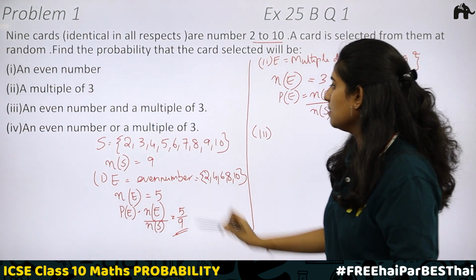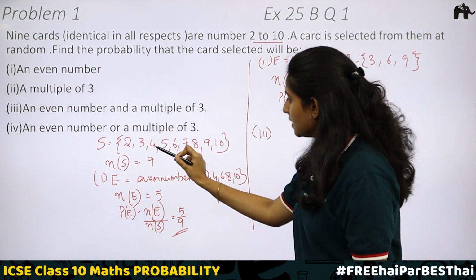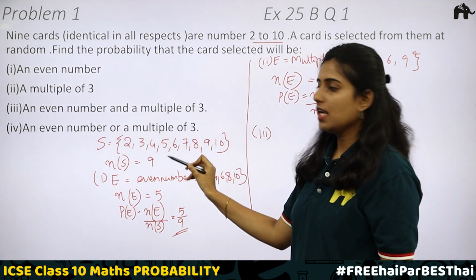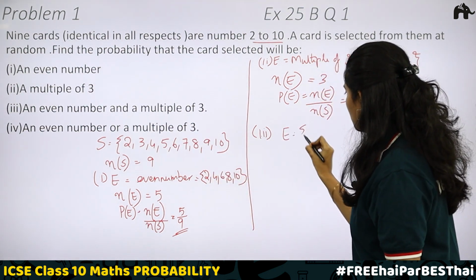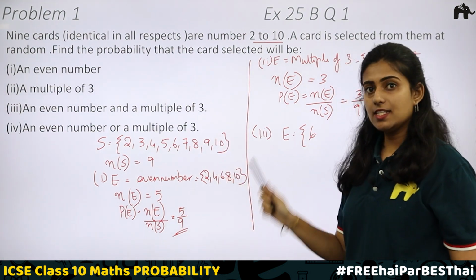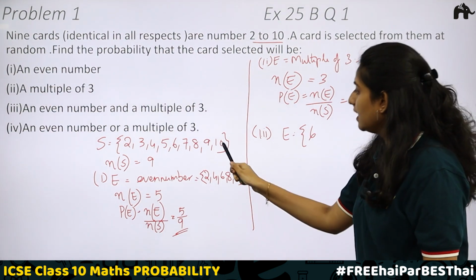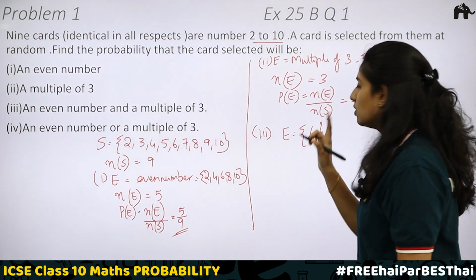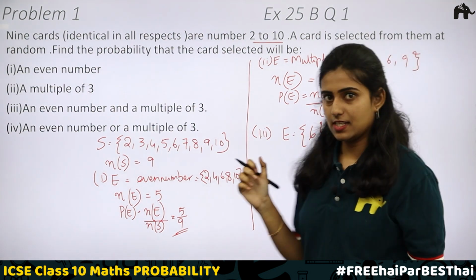Okay, which are the even numbers? 2 is an even number, but it is not a multiple of 3. 4 is an even number, not a multiple of 3. 6 is an even number and is also a multiple of 3. Therefore, 6 can be included. Okay, next even number is 8. 8 is an even number, but it is not a multiple of 3. 10 is an even number, again not a multiple of 3. So there is only one outcome that is favorable, which is 6.